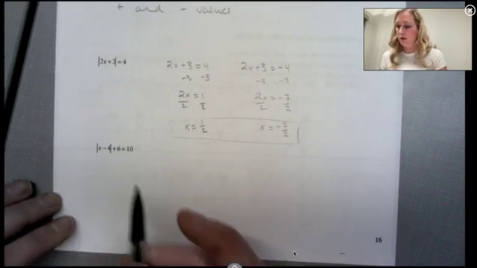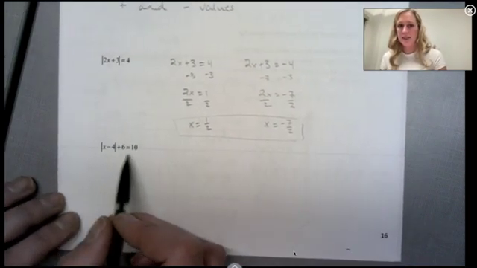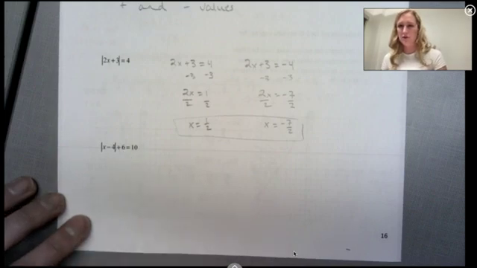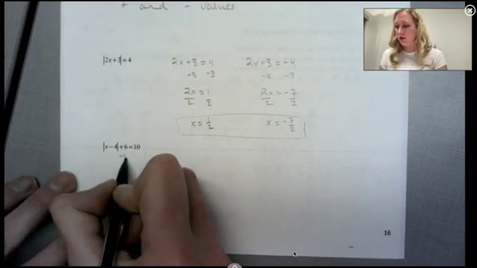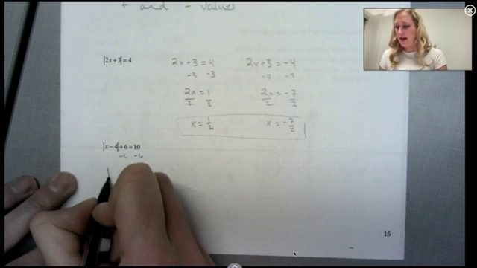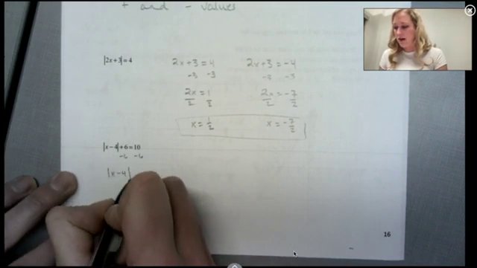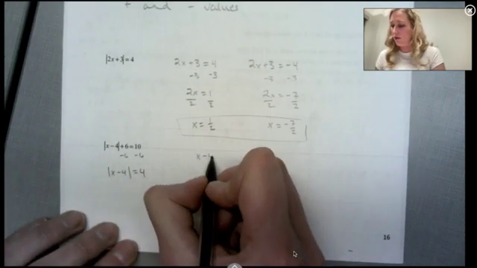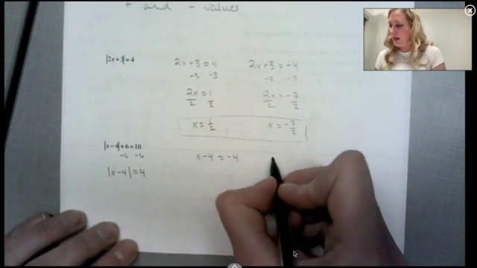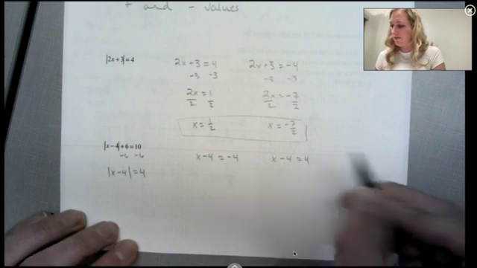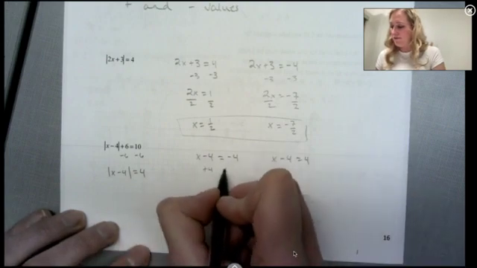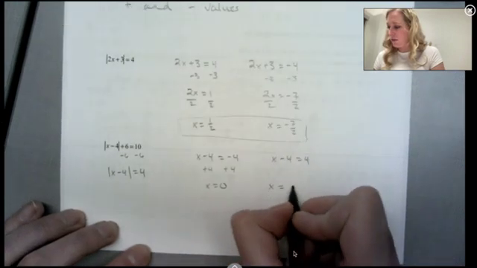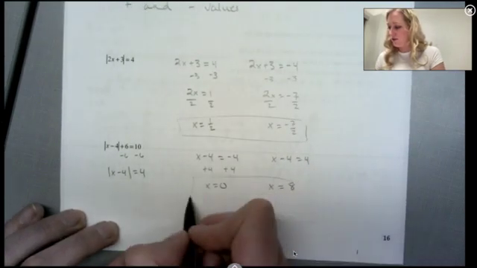So here's the part about isolating. This plus 6 is not part of the absolute value expression, so we're going to get rid of it first. I'm going to subtract 6. So I've got absolute value of x minus 4 equals 4. Now I'm going to set up my two equations. x minus 4 equals negative 4, and x minus 4 equals positive 4. Add 4. So x equals 0 and x equals 8 are my two solutions.